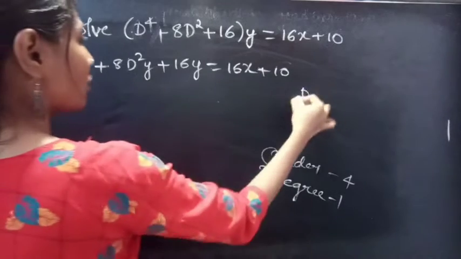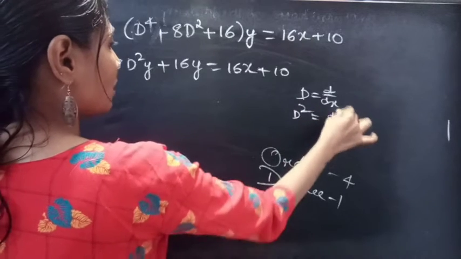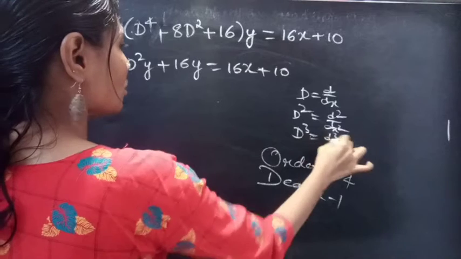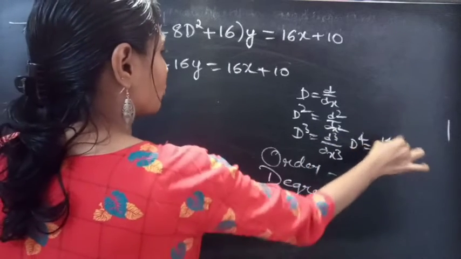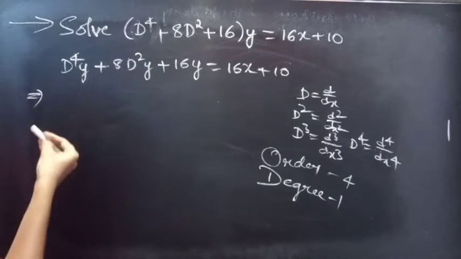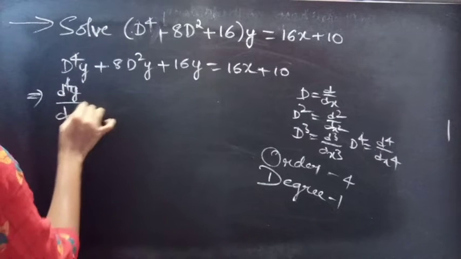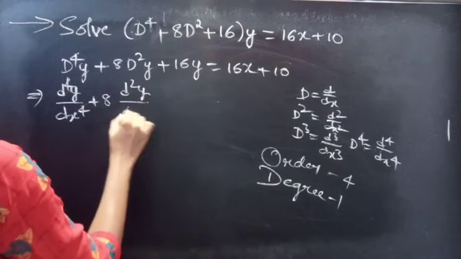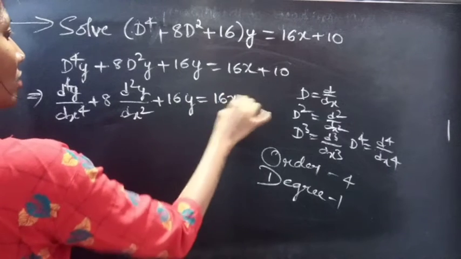We know that D is a differential operator. Then D^2 will be d^2/dx^2, and D^3 is d^3/dx^3, and D^4 is d^4/dx^4. Now we can write the differential equation as d^4y/dx^4 + 8 into d^2y/dx^2 + 16y = 16x + 10.